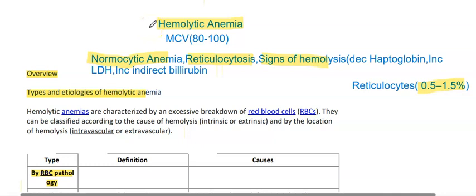Now we will discuss hemolytic anemia and its different classifications. In hemolytic anemia, MCV will be normal, 80 to 100 femtoliter. It's normocytic anemia. We will have normocytic anemia, reticulocytosis, and signs of hemolysis like decreased haptoglobin, increased LDH, and increased indirect bilirubin. Normal reticulocyte count is 0.5 to 1.5%.